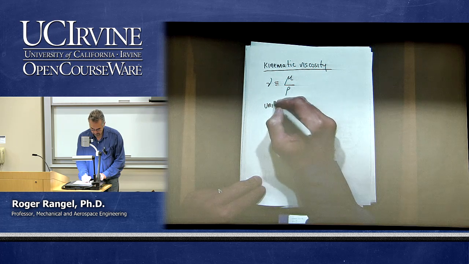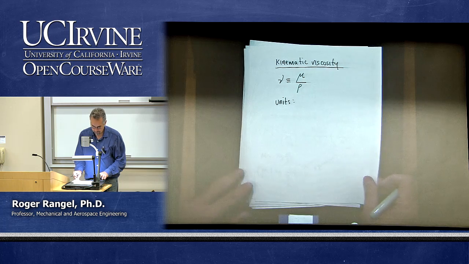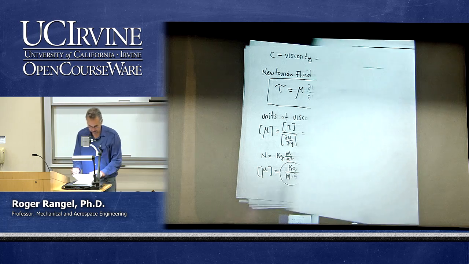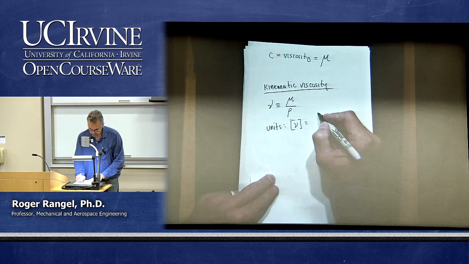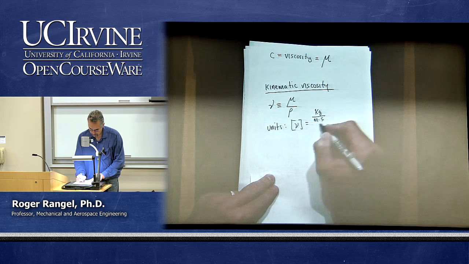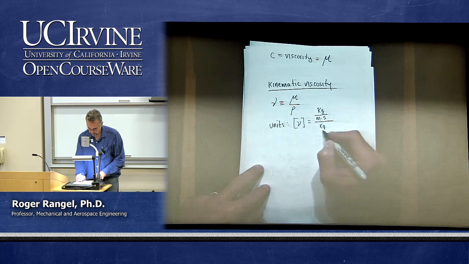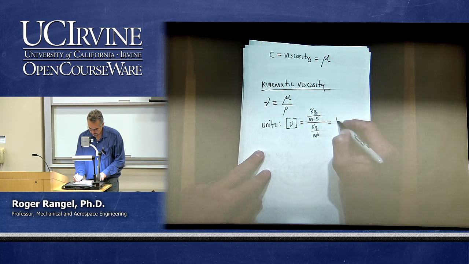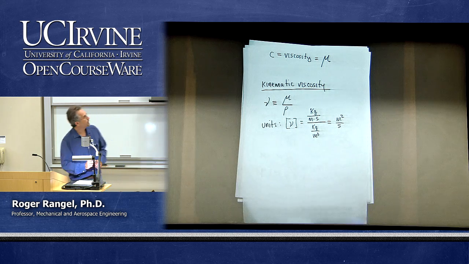Which units will it have? Well, obviously, it's going to be units of dynamic viscosity. So let me take, for example, this form, kilogram over meter second. So the units of nu are kilograms over meter second divided by the units of density, kilograms per cubic meter. So simplify, and you're left with meters squared per second.